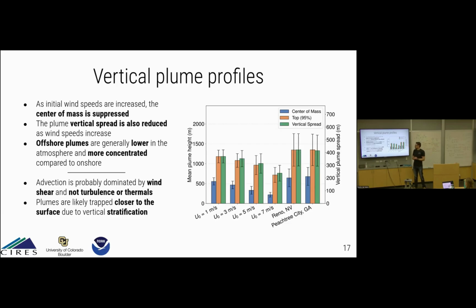And this leads me to think that advection is probably dominated by wind shear and not turbulence or thermals like over land. So you have a much stronger heat flux over land, causing much stronger thermals. And offshore, what is probably happening is the plumes are likely trapped closer to the surface because that strong inversion is probably causing a vertical stratification. We probably have higher pressures up there that are confining the plumes near the surface and making them more confined, being around calmer winds.